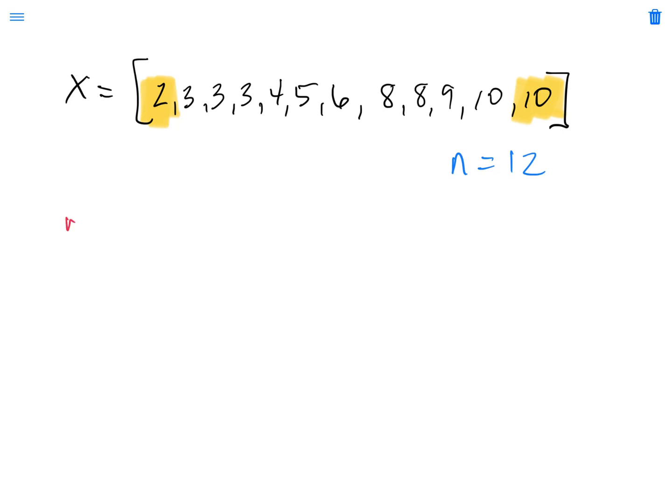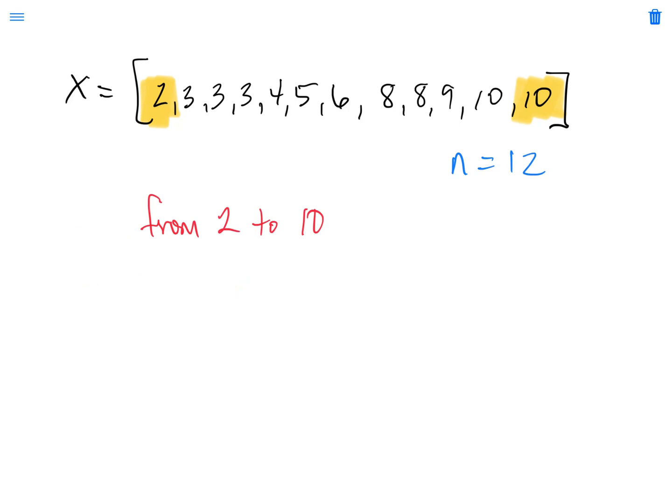And we would sometimes write this as the data range from 2 to 10. We also sometimes subtract them. 10 minus 2 equals 8. And so we would say that we have a range of 8. Okay, so that's the common range.